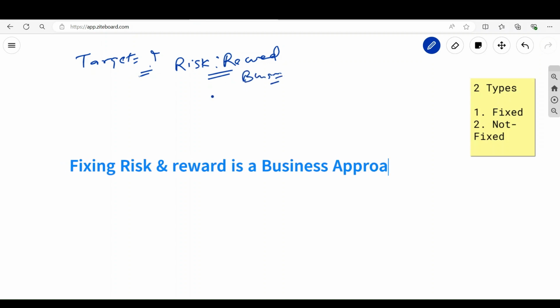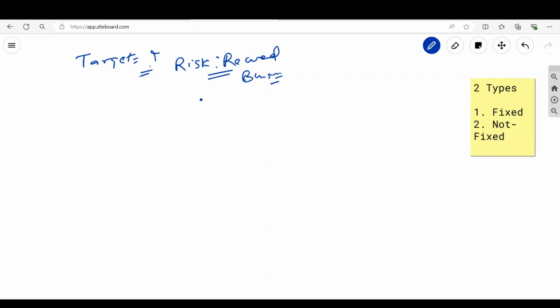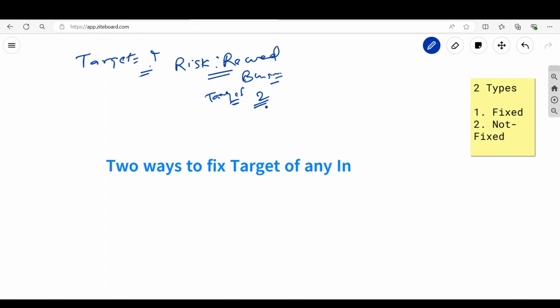All right, so we will see with examples. I will show you two examples where I have traded and found my target. There are two rules which you need to remember for finding any target. Actually, these are two ways to find the target of any stock or any instrument you are trading. First is fixed target and second is not fixed. That means one target is fixed, another is not fixed. Let's see with an example.